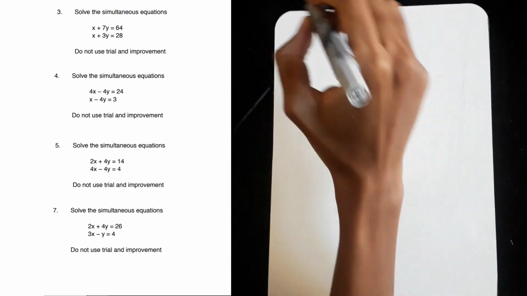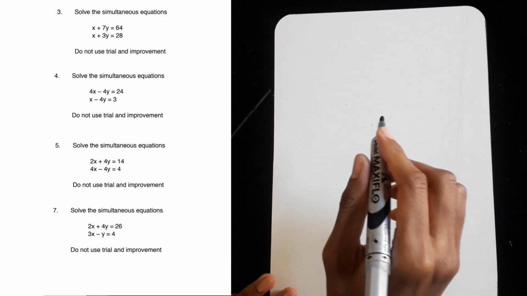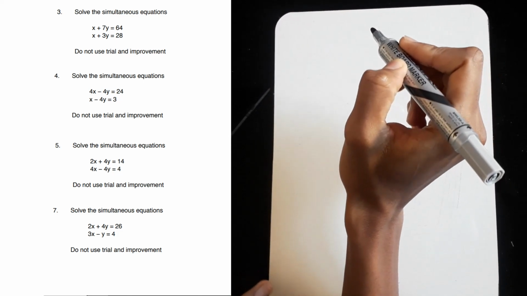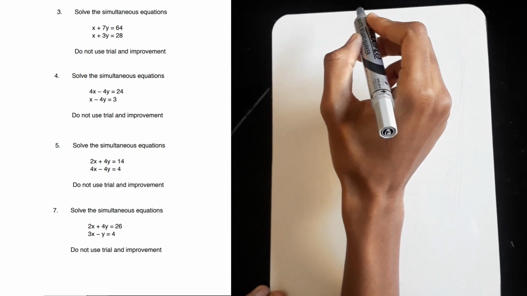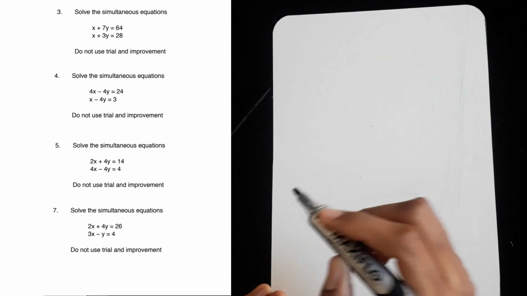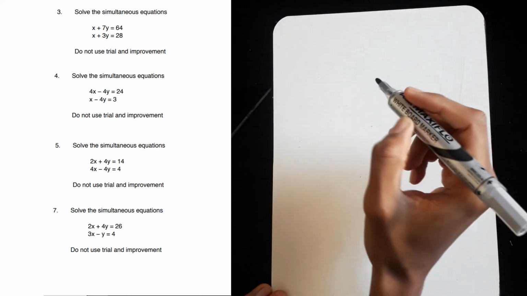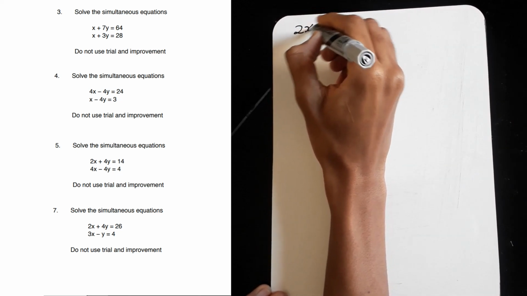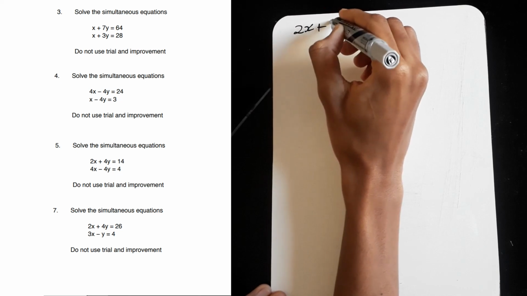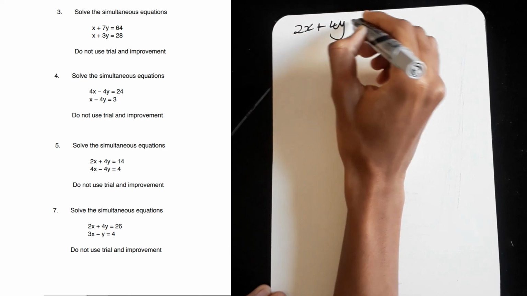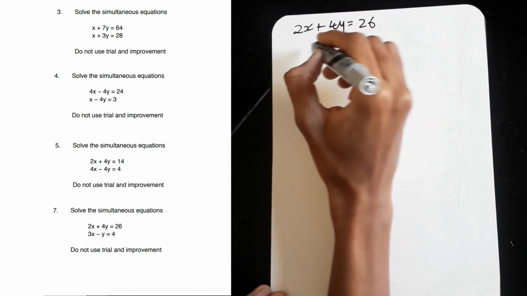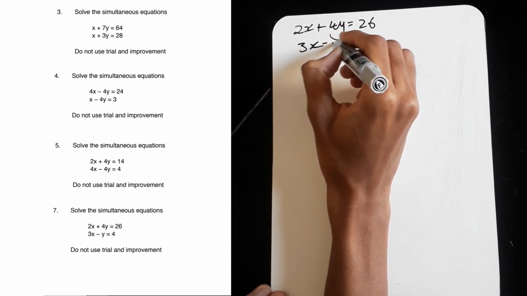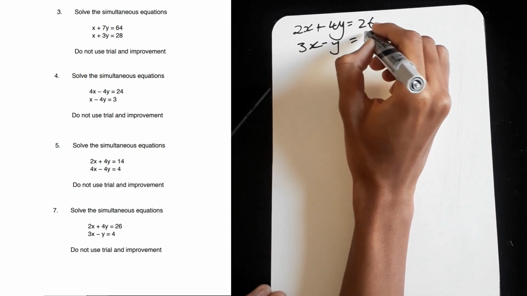All right, let's move on to question 7. I skipped question 6 from the sheet I was working on because it's a word problem, and we'll work on those for part 3. 2x plus 4y equals 26, and then 3x minus y equals 4.